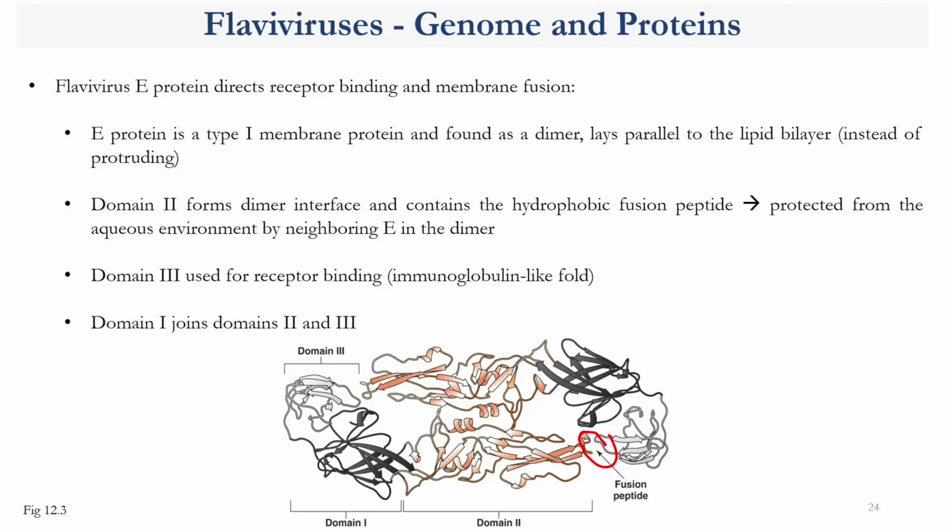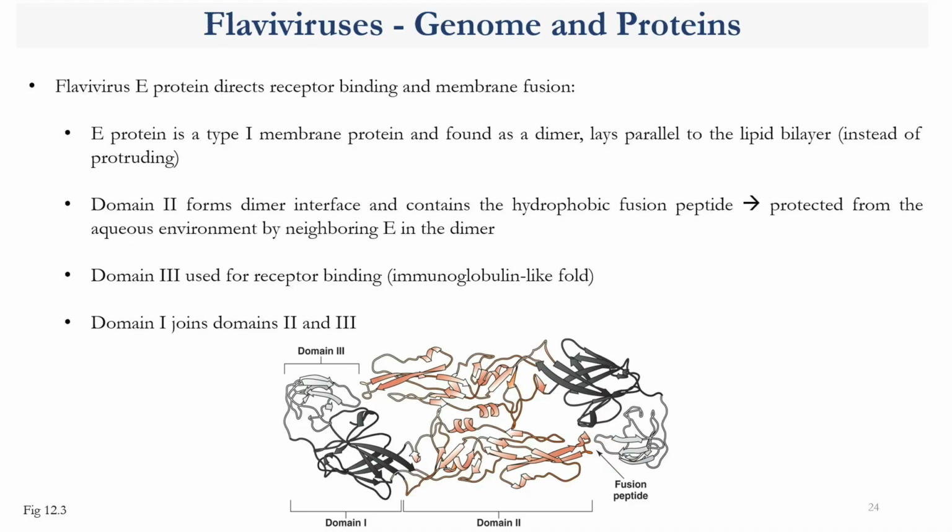Okay, your domain 2 will form a dimer interface. It has that fusion peptide, and this formation of the dimer actually protects it from the aqueous environment to prevent premature fusion of that envelope, okay?